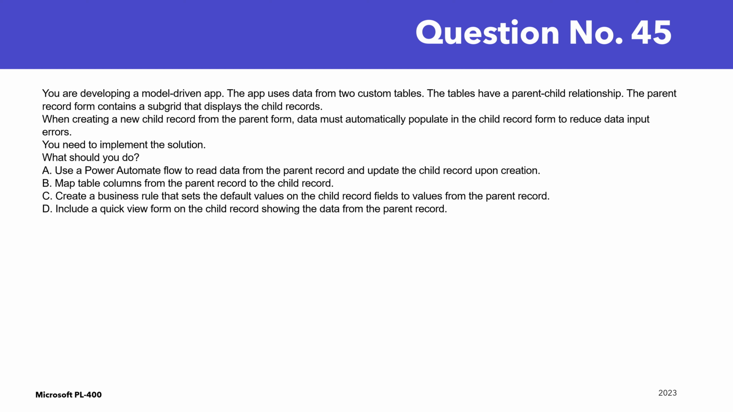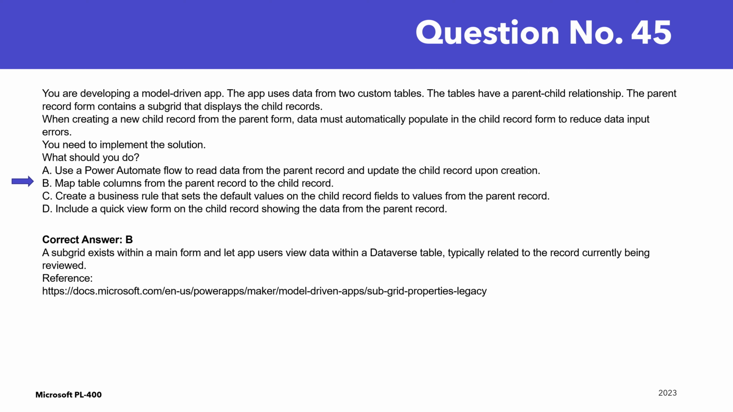What should you do? A. Use a Power Automate flow to read data from the parent record and update the child record upon creation. B. Map table columns from the parent record to the child record. C. Create a business rule that sets the default values on the child record fields to values from the parent record. D. Include a quick view form on the child record showing the data from the parent record. Correct answer, B.